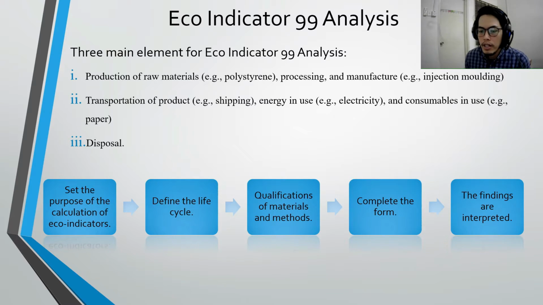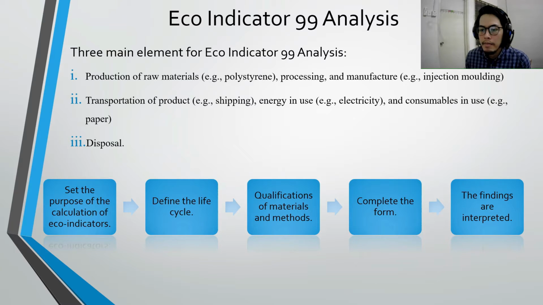The first one is production of raw material, example polystyrene, processing and manufacture, example injection molding. The second one is transportation of the product, example shipping. Energy in use, example electricity, and consumable in use, example paper. The last one is disposal.